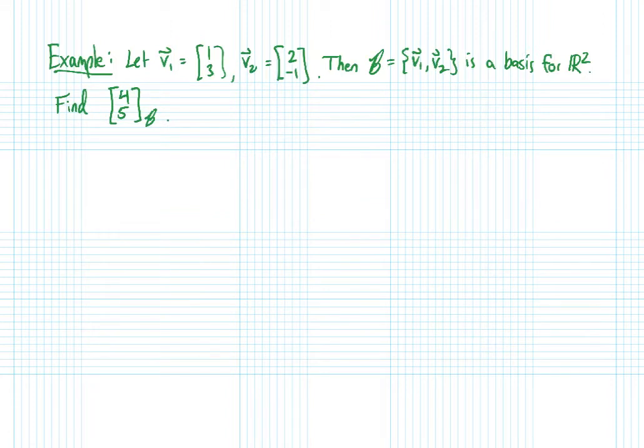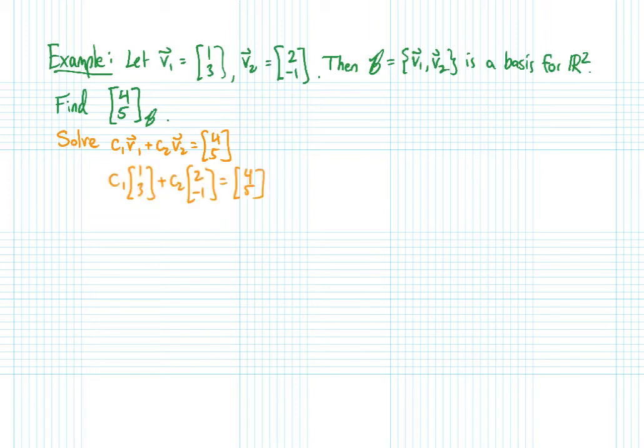Okay, so let's look at an example. Let's suppose that v1 is (1, 3), and v2 is (2, -1). Then these two vectors form a basis for R^2, and I'll let you think about why. And the question is to find the b-coordinate vector of (4, 5). To do this, we would solve the equation c1v1 + c2v2 = (4, 5), where we're solving for c1 and c2. And if we put in the numbers for v1 and v2, then the equation looks like this.